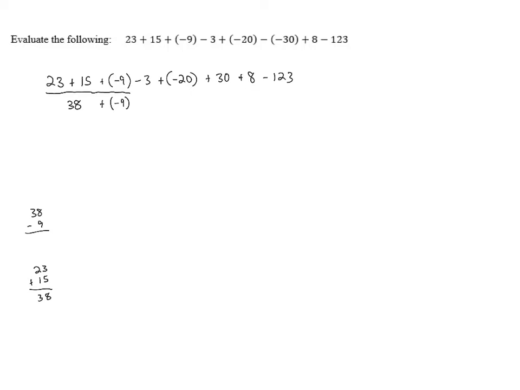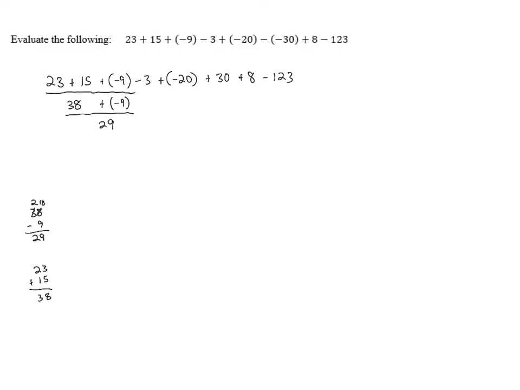We're going to have to borrow. The 3 becomes a 2. The 8 becomes an 18. 18 minus 9 is 9. Bring down the 2. So 29. And because the larger number was positive, our answer will be positive. So when we do this, this is going to give us positive 29.